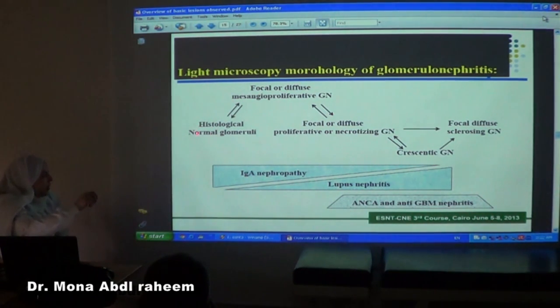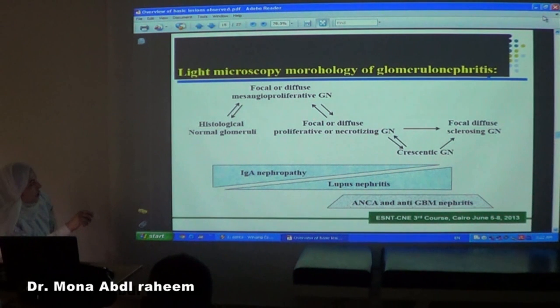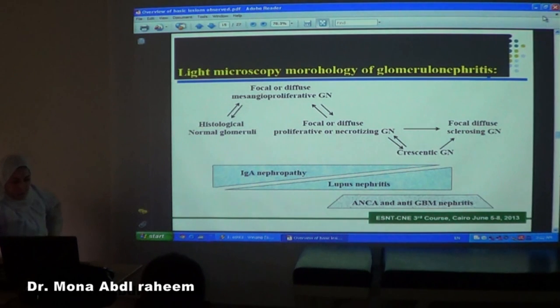This direction means the severity of the glomerular lesion goes in this direction. The focal or diffuse proliferative or necrotizing glomerulonephritis can progress to crescentic glomerulonephritis, and this group, if we divide right here, occurs mainly in ANCA-associated glomerulonephritis and anti-GBM, and in lupus nephritis and in a small sector of IgA nephropathy. And at the end of this whole disease process, by chronicity or by treatment, we can find in the place of pathology focal or diffuse sclerosing glomerulonephritis.